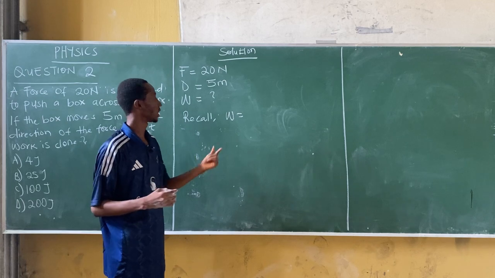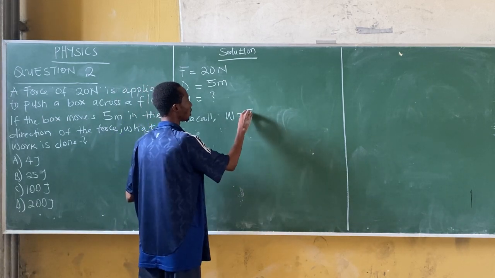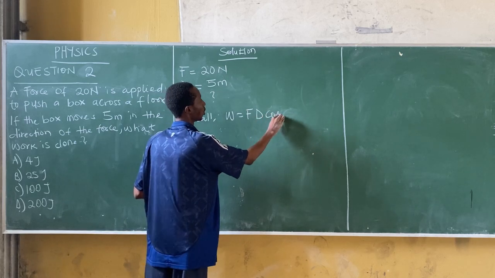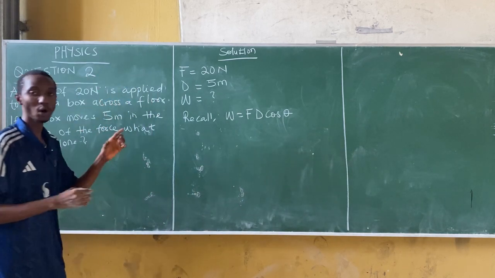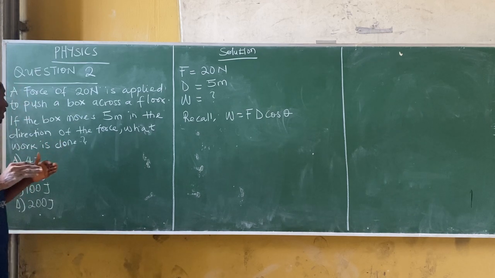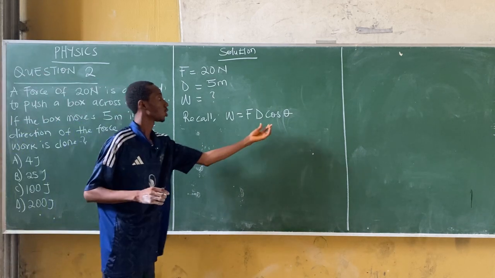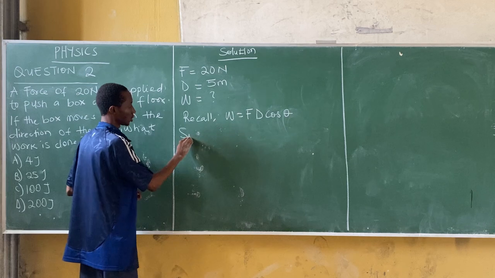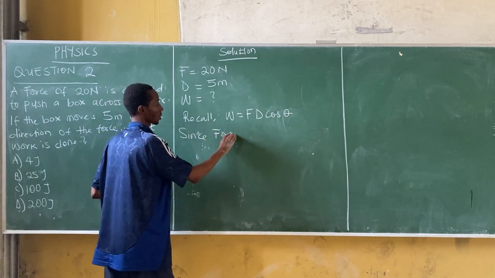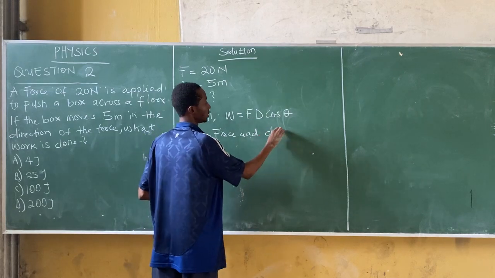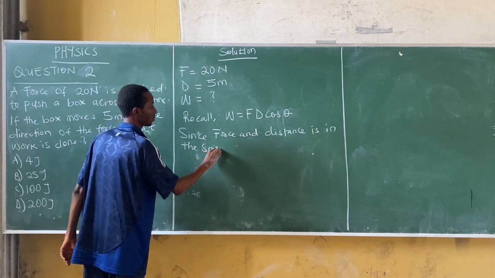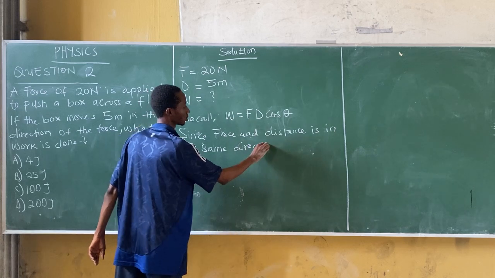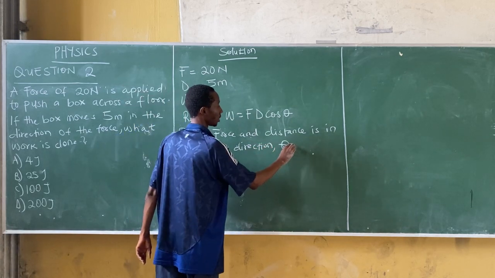The formula for work done is, W, which is work done, is equal to force times distance times cos theta, where theta is the angle. Now, since the force and distance are in the same direction, theta here is 0.